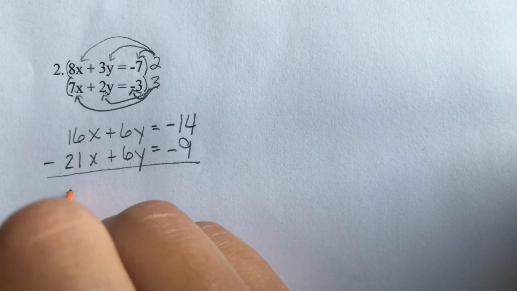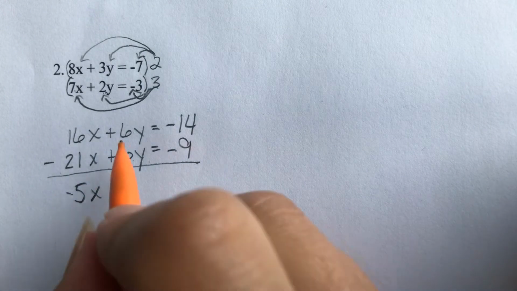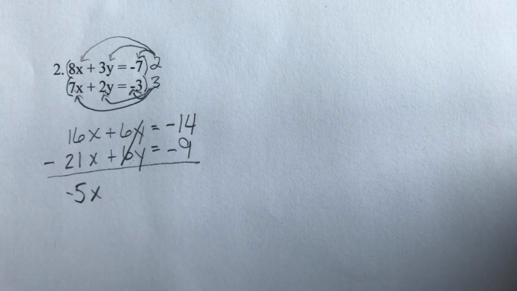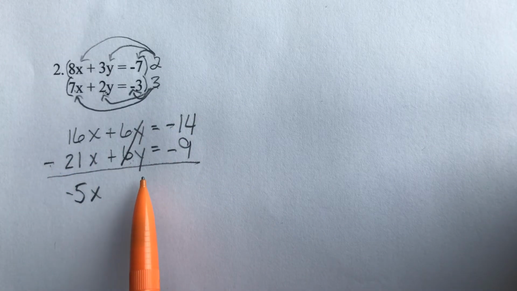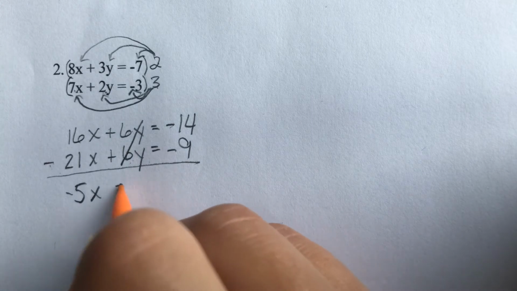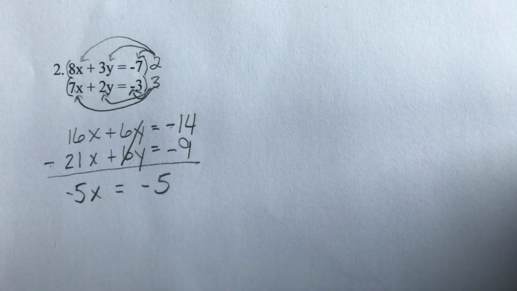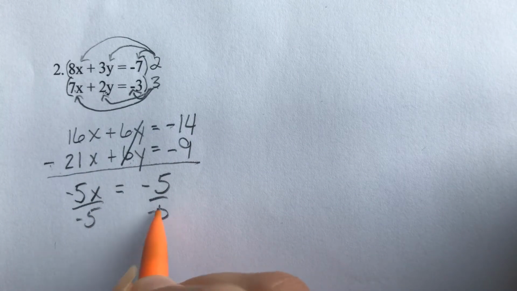Punch that in my calculator. -5x. 6 minus 6 cancels. -14 minus -9. Okay, so again, I want to make sure that I don't make mistakes. I'm using my calculator. I get -5. Divide each side by -5. X is equal to 1.